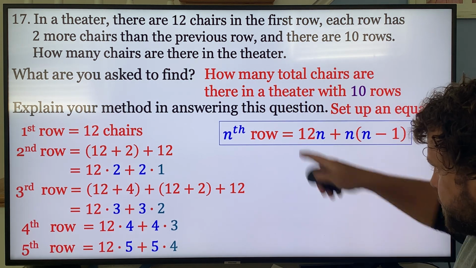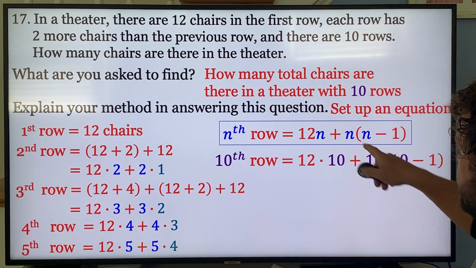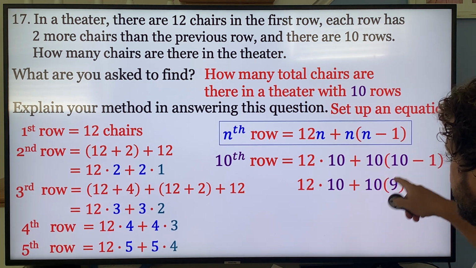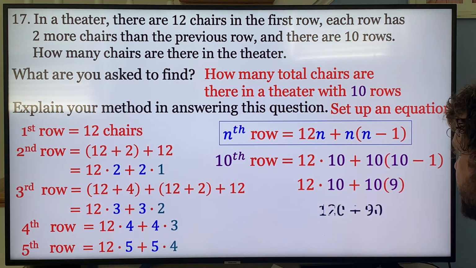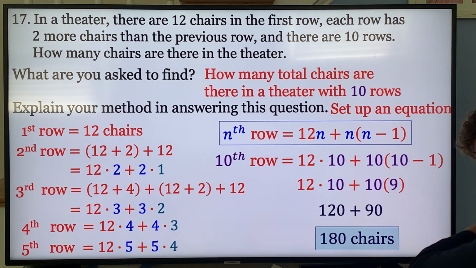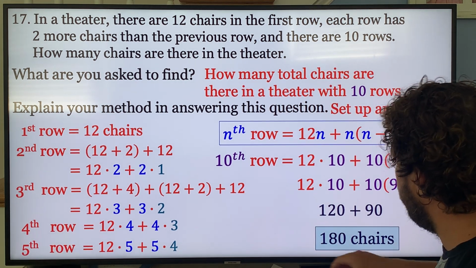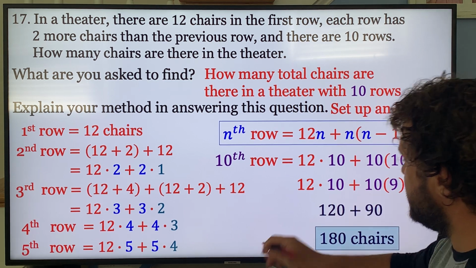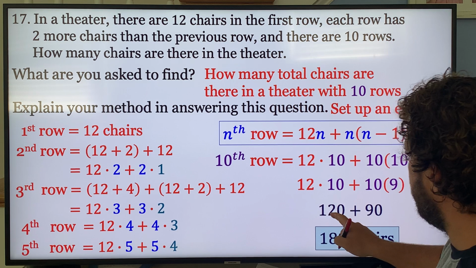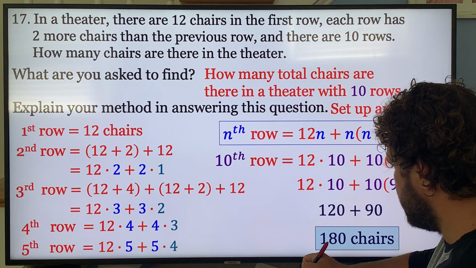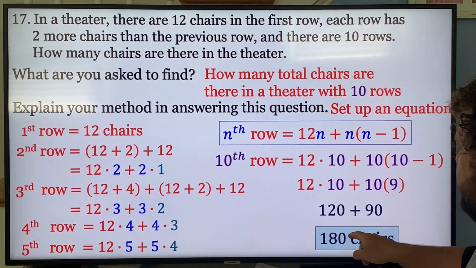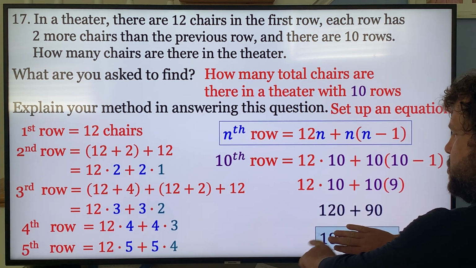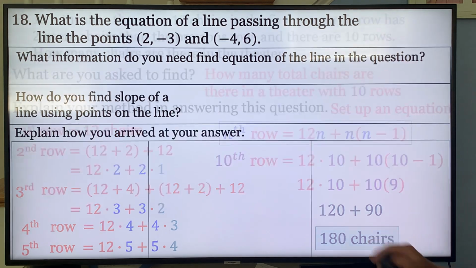I need 10. 12 times 10 plus 10 times 10 minus 1. 12 times 10 plus 10 times 9. 120 plus 90. 210. Oh, whoa. Where do you get 180 from? 120 plus 90. What number is this? Should say 210. All right? 120, 90, 2, 1, 0.